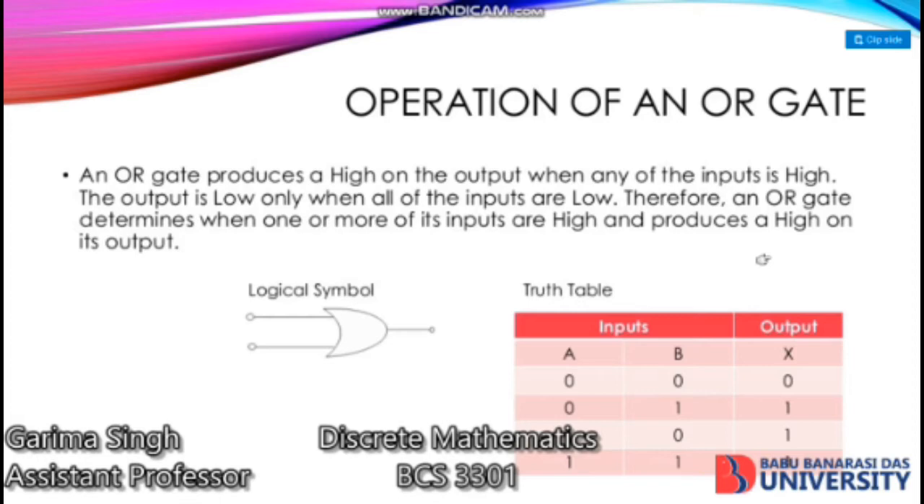An OR gate produces a high output when any of the inputs is high. The output is low only when all the inputs are low. Therefore, an OR gate determines when one or more of its inputs are high and produces a high on the output. You can see the logical symbol, and this is the truth table.